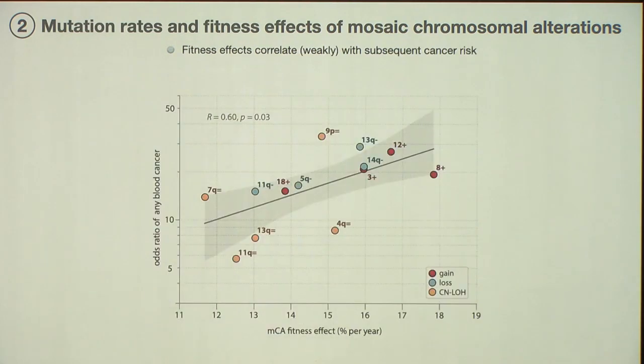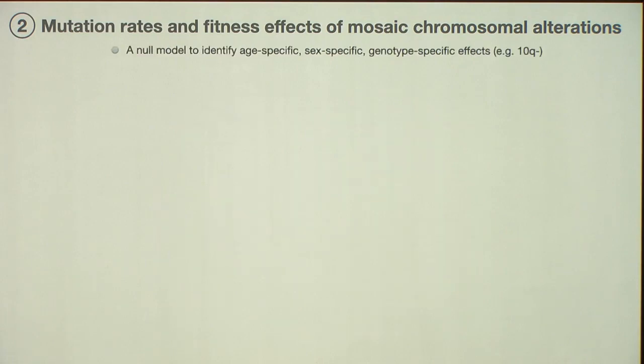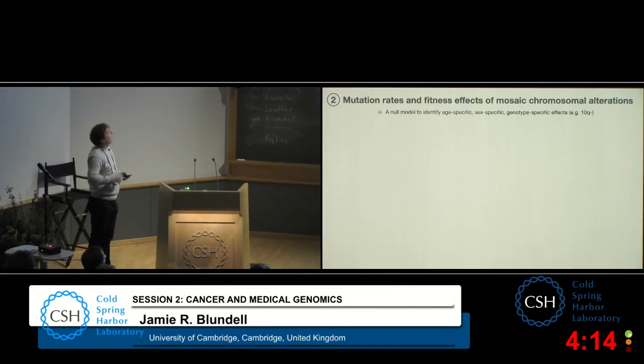Why that may or may not be important is that it looks as though there is at least a weak correlation between the growth advantage conferred by the change and the subsequent risk of developing a blood cancer. And that kind of stands to reason. If it grows more rapidly, it has a higher probability of acquiring further genetic changes that may drive a cancer. But the place where I think this may actually be most useful is that it serves as a simple null model for identifying interesting behavior.